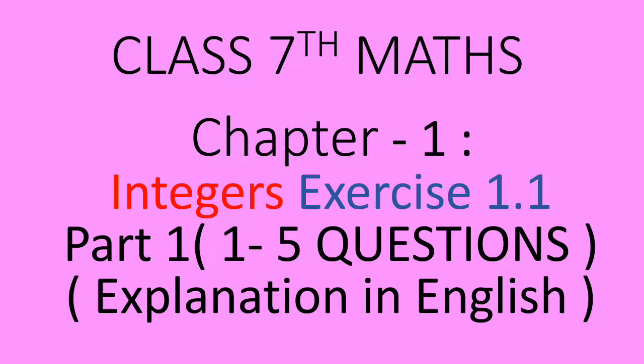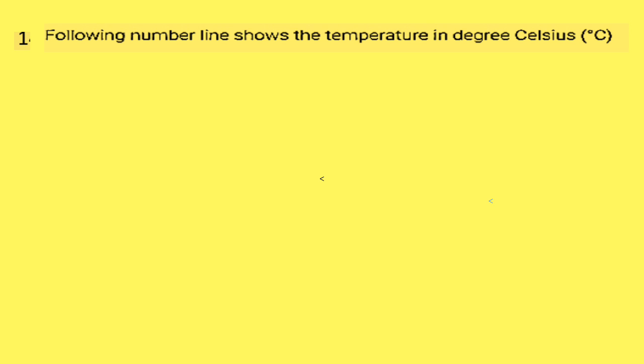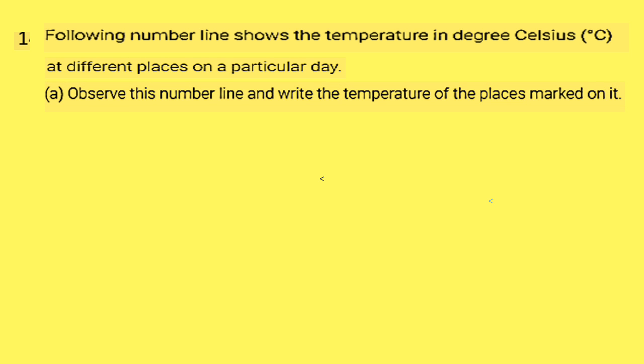Hello everyone. In this video we are going to solve class 7th maths chapter 1 integers exercise 1.1 questions from 1 to 5. Let's see the first question. Following number line shows the temperature in degrees Celsius at different places on a particular day. Observe this number line and write the temperature of the places marked on it.